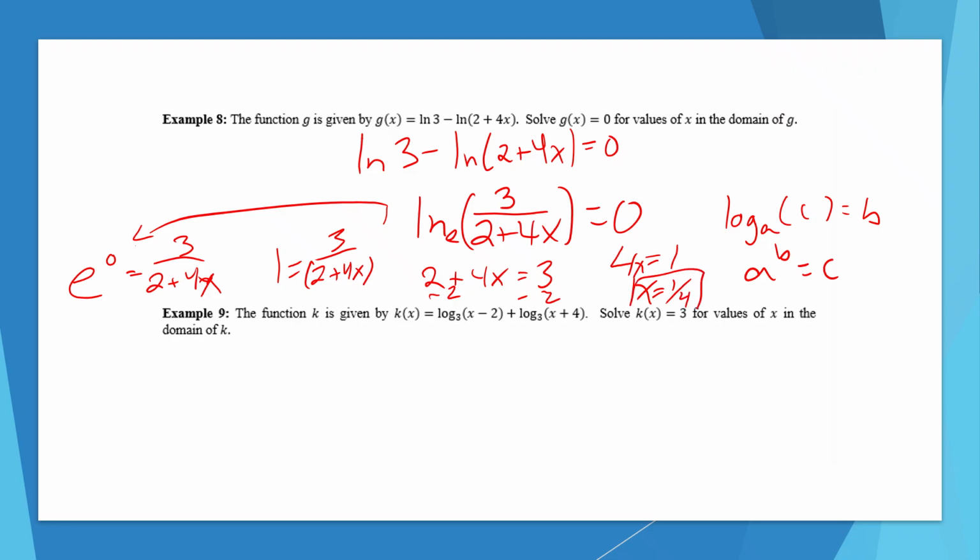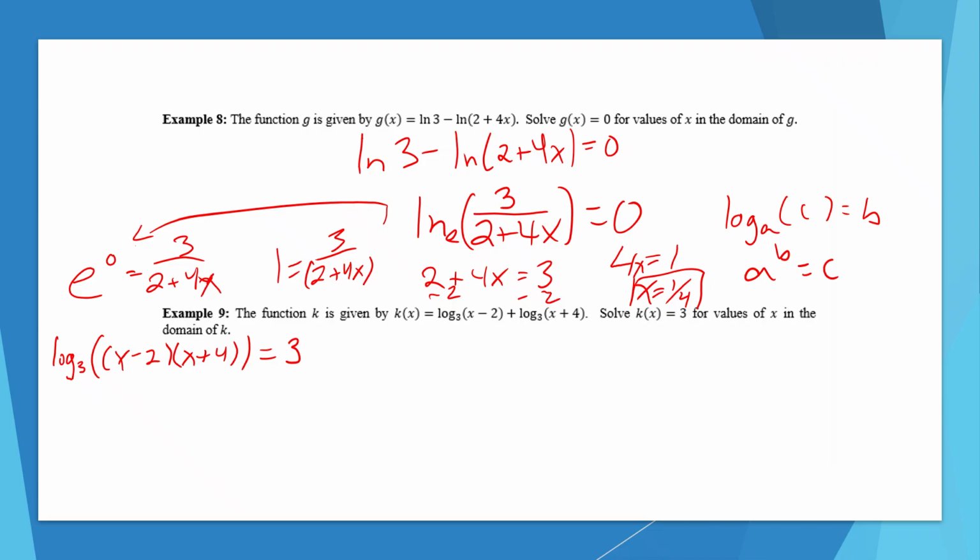Example 9 is a little bit more tricky. Here we are going to multiply the insides together. So this should become log base 3 of x minus 2 times x plus 4, and we want to set this equal to 3.